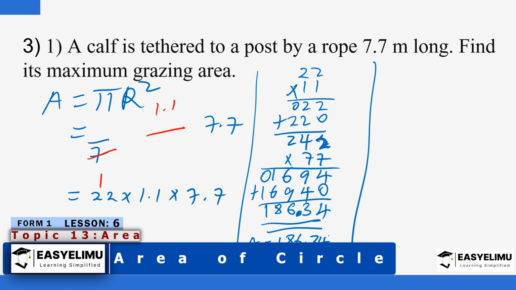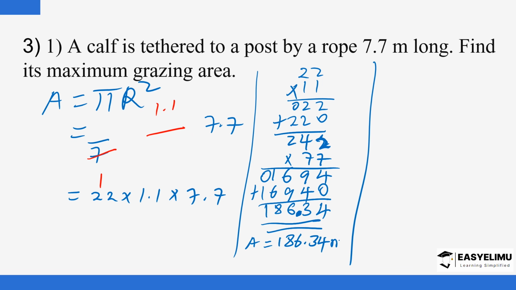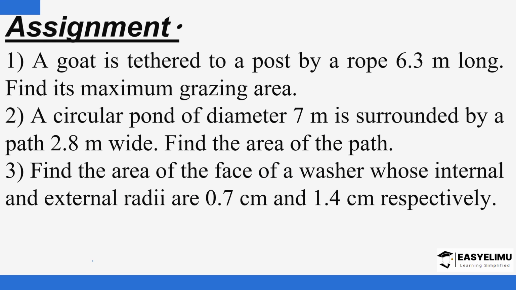So what we have now as the area should be 186.34 square what? Square meters. So the units used for area will depend on the units that are used for the radius of the circle. If they are millimeters, the area units will be square millimeters. If they are centimeters, the units used for area will be square centimeters. If meters, the units used for area will be square meters, and so on and so forth.